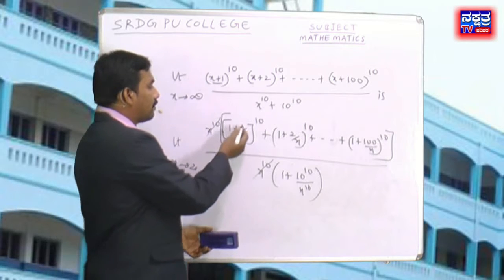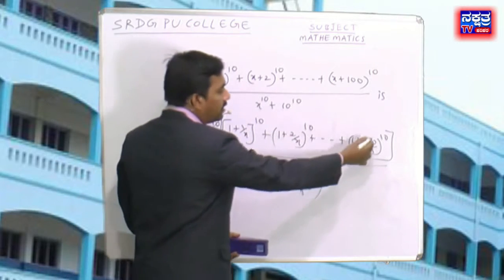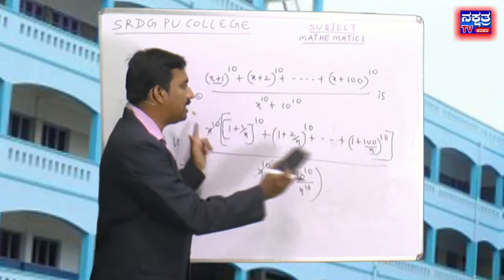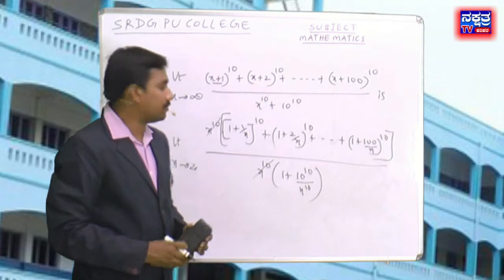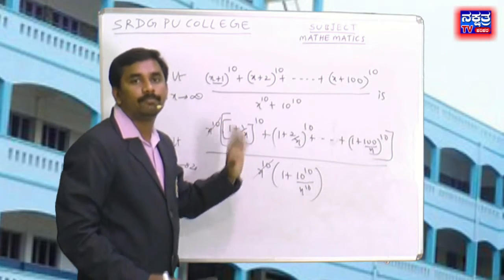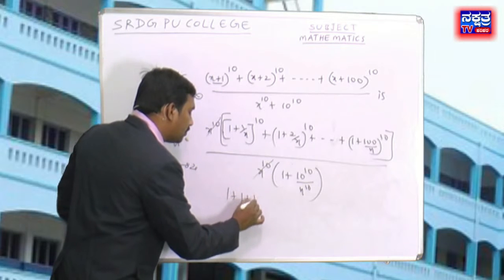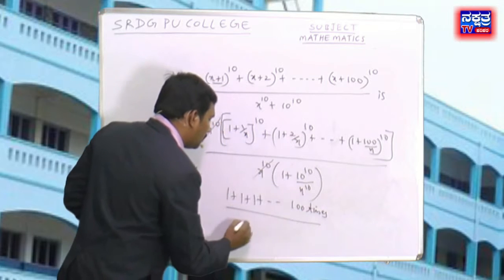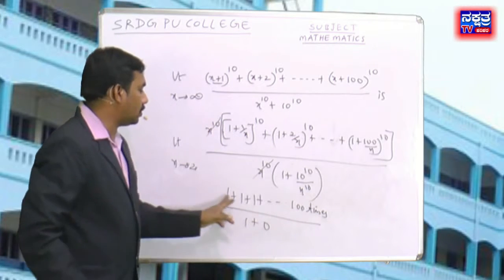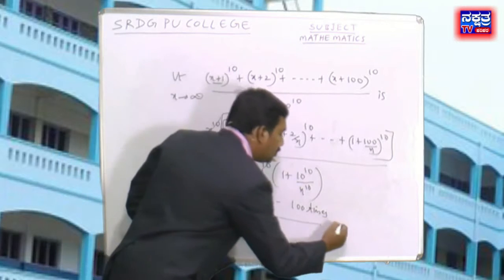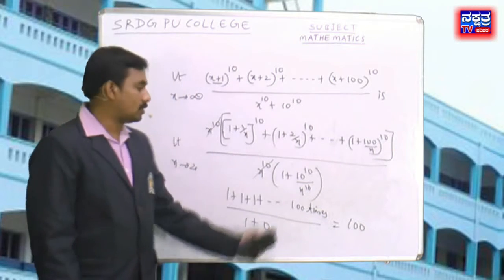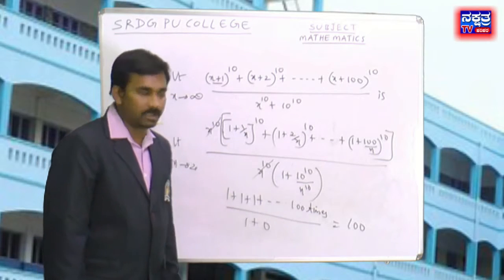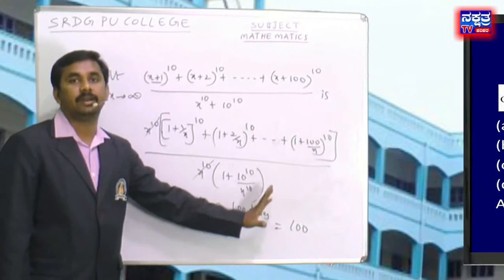So here, if you apply, 1 by infinity is 0, 2 by infinity is 0, 100 by infinity is 0, so each term is 1 only. But how many times 1? 100 times. And in the denominator, 1 plus 0. So 1 plus 1 plus 1 plus 1, 100 times, by 1 plus 0. That equals 100 by 1, that equals 100. So this is the answer for the given question. 1 is coming 100 times, the denominator is 1, so 100.